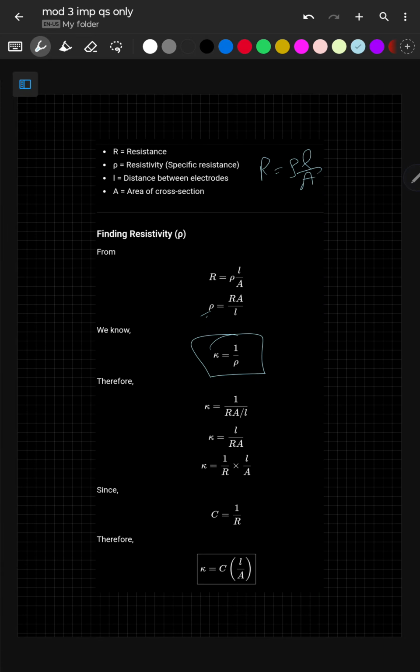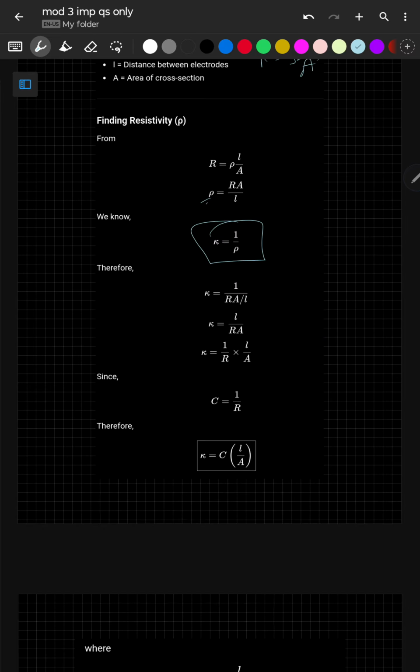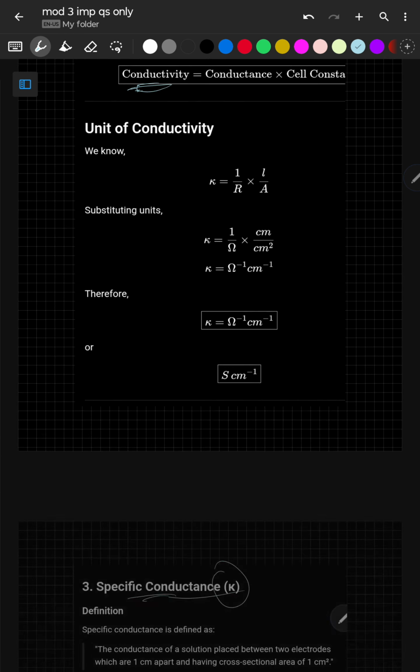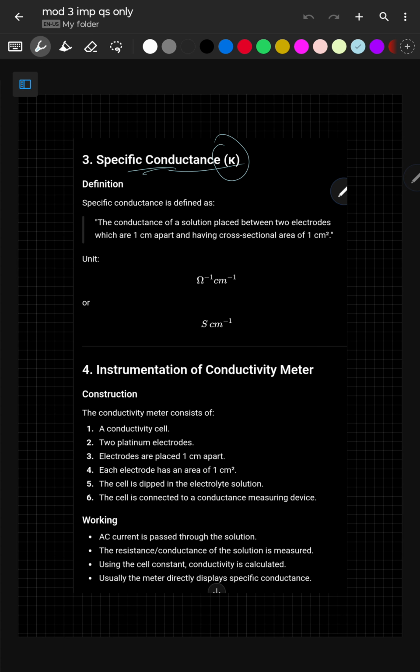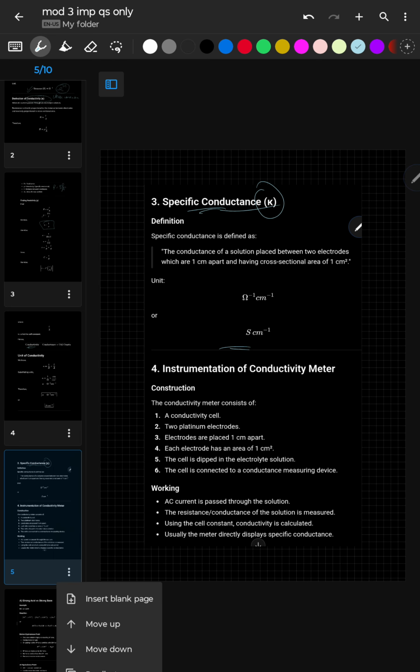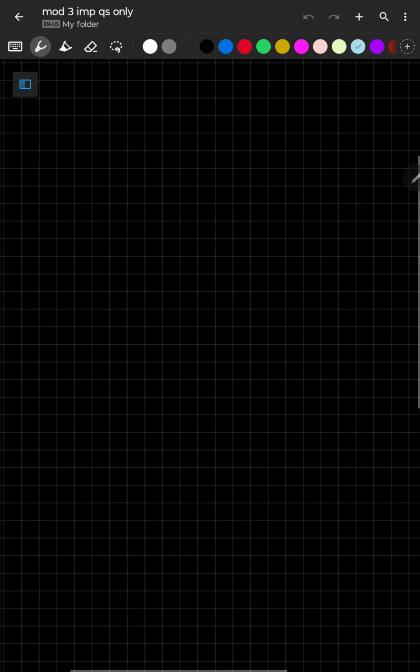Now we know conductance, let's go to the units derivation. The formula we got is 1 by R into L by A. R, we know, is ohm, so 1 by ohm. L by A is centimeter by centimeter square, so then we get the unit of this. Now I want us to practice this once. Let's quickly practice it. It won't take much time, so that I can explain to you how we are doing it.